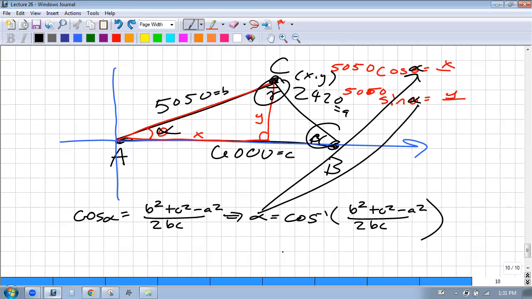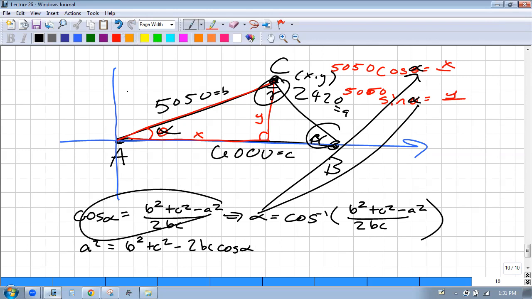This came from the law of cosines: a squared equals b squared plus c squared minus 2bc cosine alpha. This was your law of cosines. If you just solve for this, you get this. Okay?